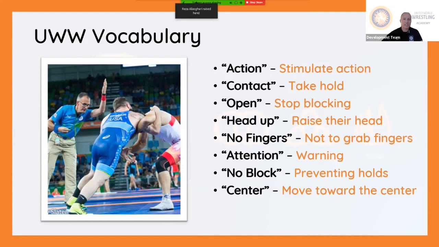Another key term here is no fingers, because we have a lot of wrestlers who like to grab the fingers, grab the hands, interlocking. So we try to indicate that by saying no fingers. If you're going to give a warning, the word for warnings is attention. So make sure that you're giving an attention when needed and using that term. Another word when you have people that aren't open or maybe they're blocking is to say no block. That's just for people who are trying to prevent holds. Maybe they got two hands on their chest and they're preventing a wrestler from taking a hold, so you would say no block. Another term here is center, to indicate the wrestlers to go back to the center.